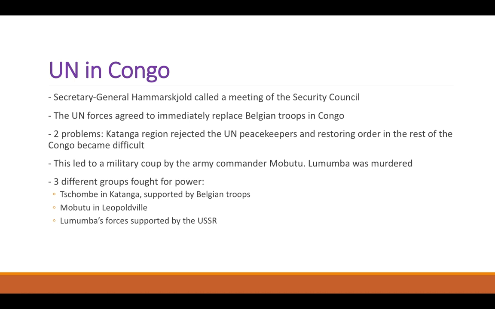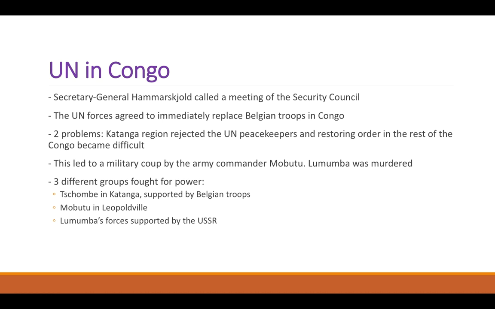The Secretary General Hammarskjöld called a meeting of the Security Council. The UN forces agreed to immediately replace Belgian troops, because Belgian troops in Congo meant intervening in the internal affairs of Congo. But if it would be United Nations forces coming with the legal appeal of Congo to the United Nations, it would be relevant.